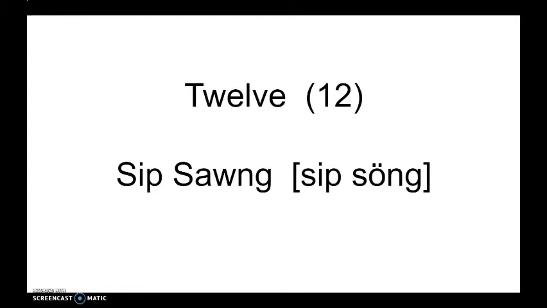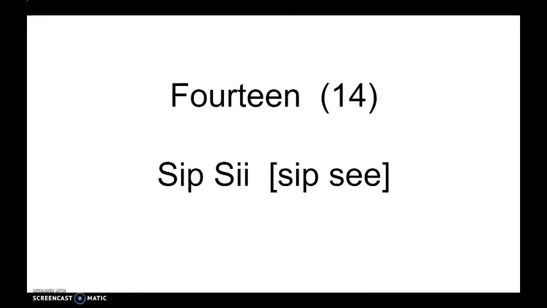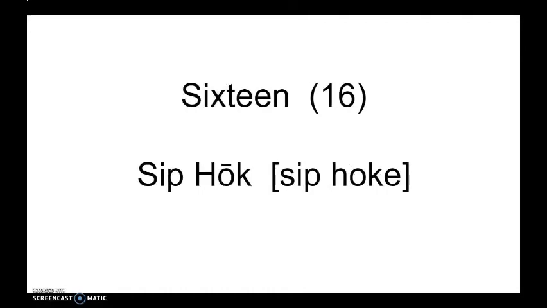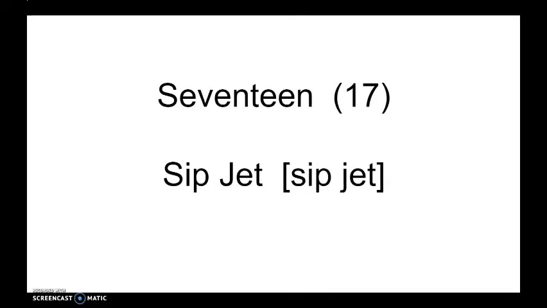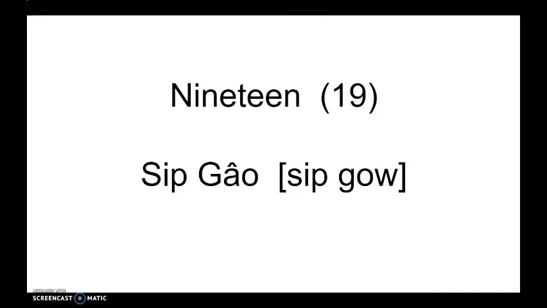12 is sip song. So you learned song for 2, so it's 10 and 2, sip song. 13 is sip sam. Okay, you see the combination there, 10 and 3, sip sam. 14 is sip si. 15, sip ha. 16, sip hok. 17, sip jet. 18, sip bat. 19, sip gao.